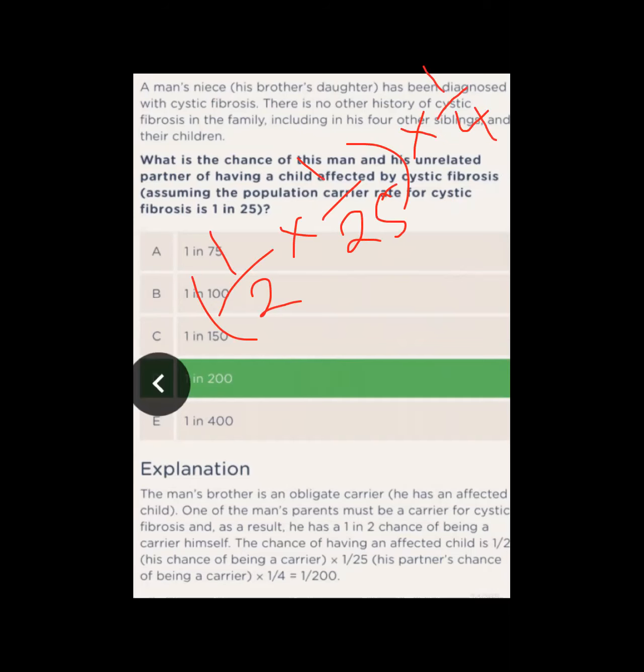So how much will be calculated? How much will this be? So this will be 1/200. 1/200. Okay, this is how we did it.